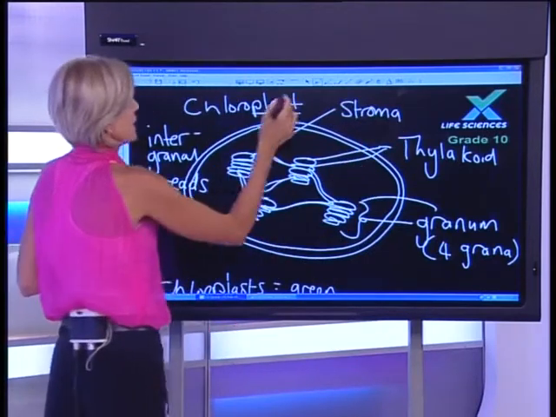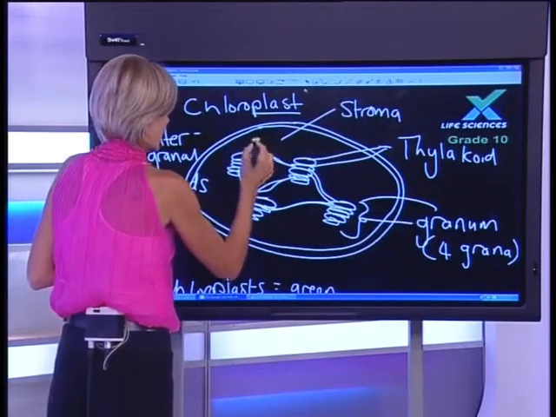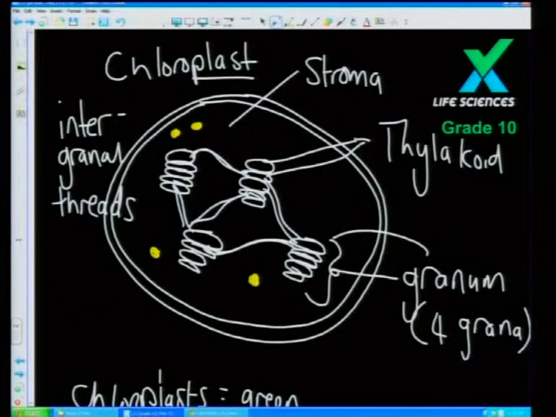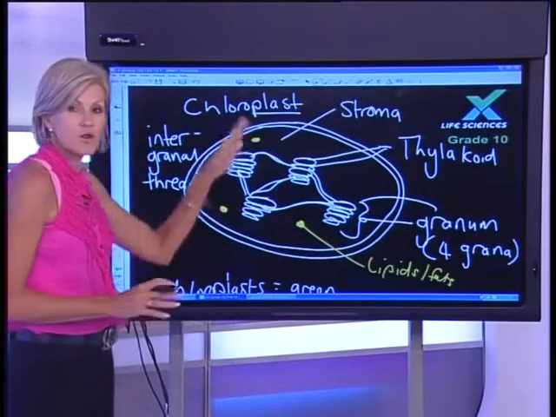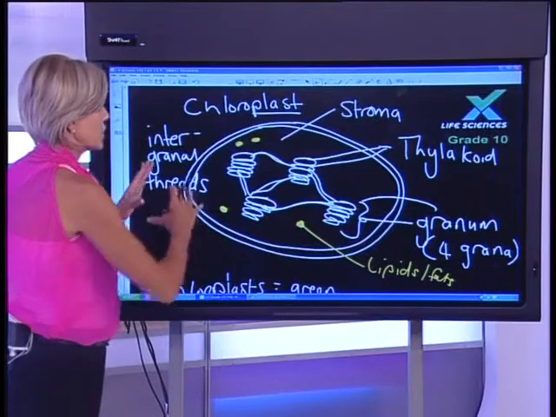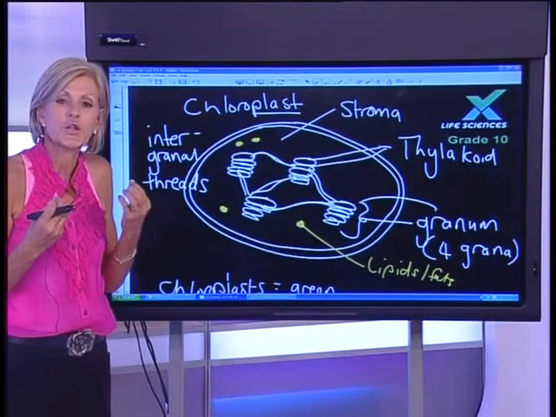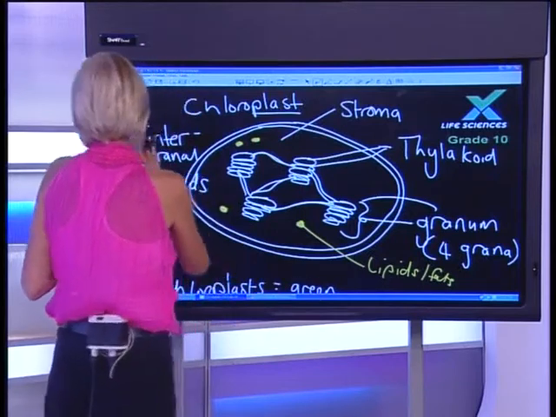And then we're going to find, I'm going to use the yellow here, and I hope you can see it. Those will be little droplets of lipids or fats. Okay? And there'll be little proteins and all kinds of things, but the little fat droplets are quite important. So that's what we have in the chloroplast. And the chloroplast's job is photosynthesis.